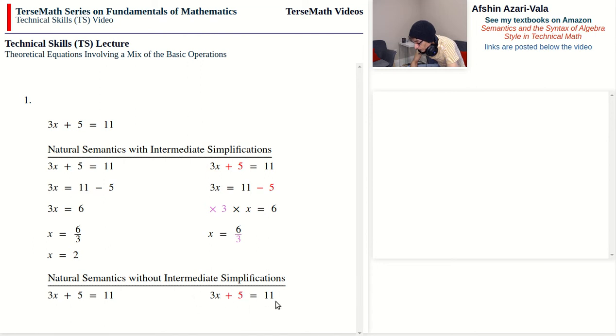Then we add 5 to get 11. And we want to solve for the term that contains the unknown. So we put down 3x equals 11. We take plus 5 and turn it into minus 5 on the right side. But now we don't simplify.